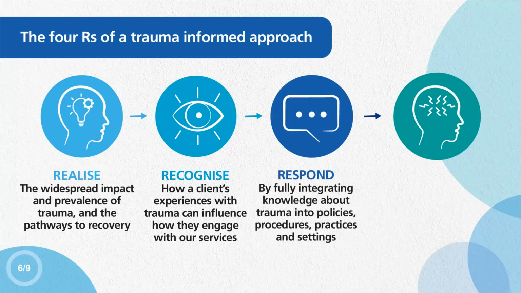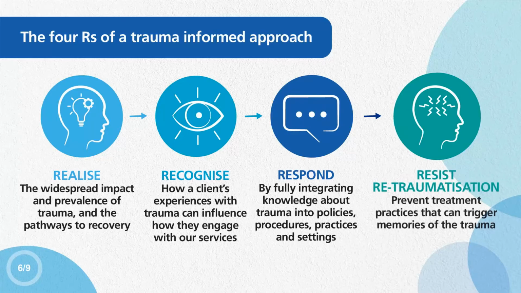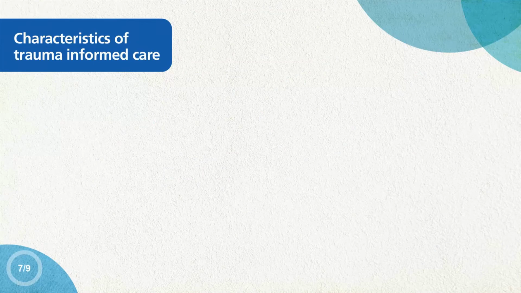Respond. We need to respond by putting our learning into practice. A trauma-informed organisation integrates knowledge about trauma into its policies, procedures, practices and settings. Resist re-traumatisation. This is all about preventing treatment practices that can trigger memories of the trauma. These reminders might lead our clients to disengage or drop out from care. Trauma-informed care will recognise when any aspects of our services may trigger distress and take steps to minimise any risks. The 4 R's provide a useful guide as to what we should aim to achieve with our services.